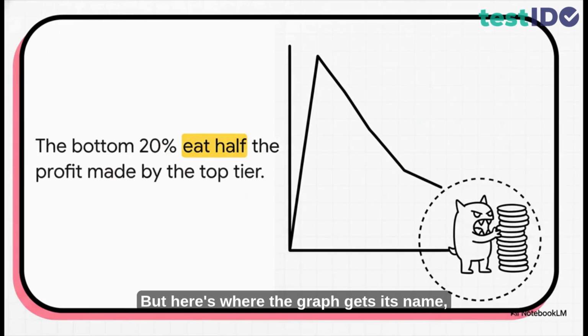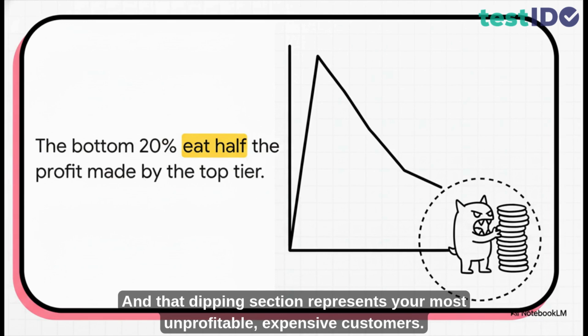But here's where the graph gets its name, and where you really need to pay attention for the exam. The whale curve has a dip at the very end. After peaking way up there at maybe 200%, the line dips sharply back down toward 100%. Why? Because that bottom 20% of customers are so horribly expensive and difficult to manage that they literally eat half the profit made by your top tier. So if you see a graph on your CMA exam where the profit line goes way above 100% and then drops like a rock at the tail end, you're looking at a customer whale curve. And that dipping section represents your most unprofitable, expensive customers.